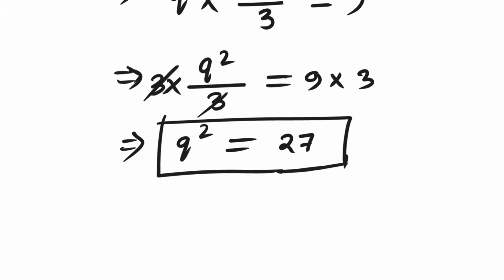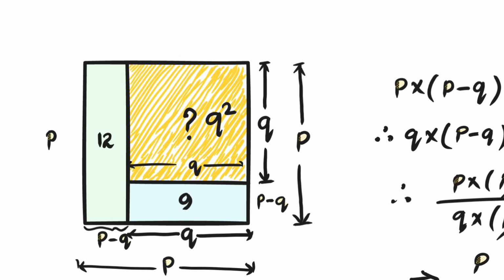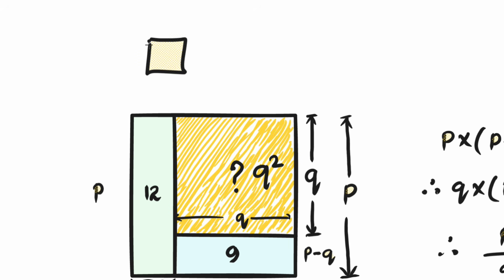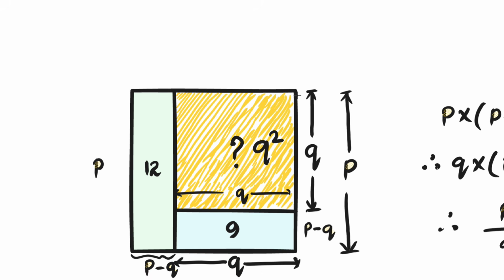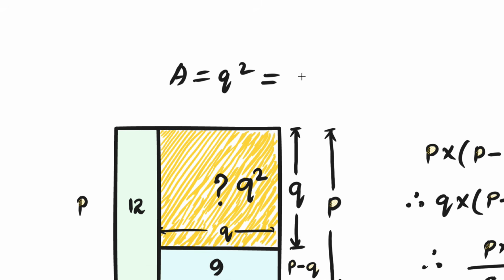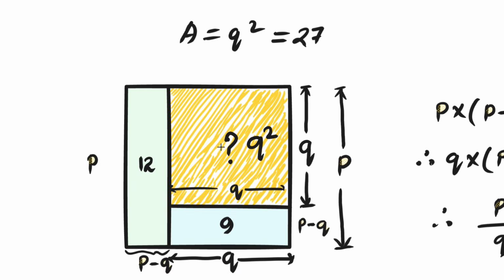And now we have reached the key point of the entire problem. The question did not ask us to find the side length q. It asked us to find the area of the small square. For any square, the area is found by multiplying its side length by itself, which means the area is the side length squared. Since the side length of our small square is q, its area is q squared, and we have just calculated that q squared equals 27. Therefore, the area of the small square is 27 square units. That is the exact answer.